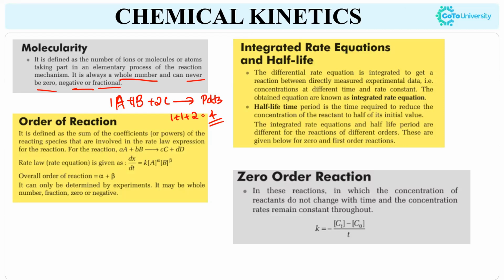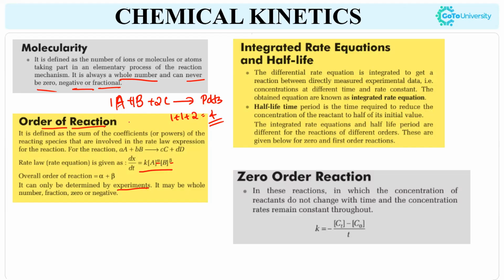Okay. Now, the order of the reaction. This is different from the molecularity. Molecularity we can find from the equation of a reaction, but the order we cannot find from the reaction. We have to find the order by experiments, so order is an experimental quantity. If we have a rate expression, the overall order of the reaction is the sum of the powers of the concentration terms. So it is alpha plus beta. That is the order of the reaction, and it is an experimental quantity.